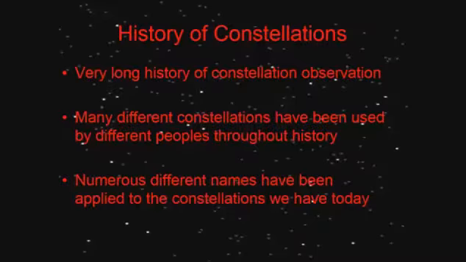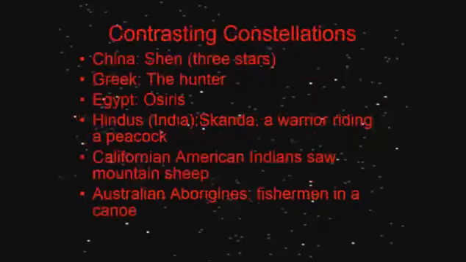So in short, there's been a very long history of constellation observations, and because everybody on the planet was seeing these constellations, a lot of different constellations, the actual naming and grouping of objects have been used by different people throughout history. And numerous different names have been applied to the same constellations. So, let's pick on a constellation.